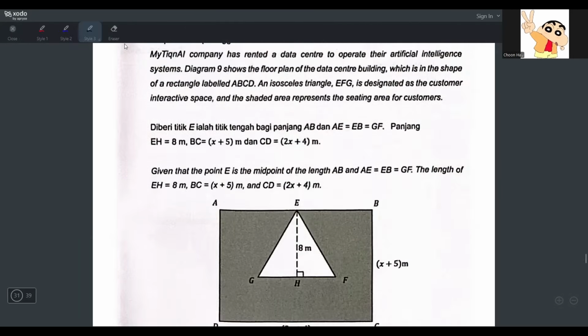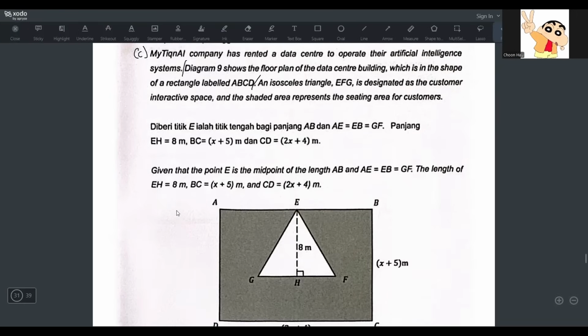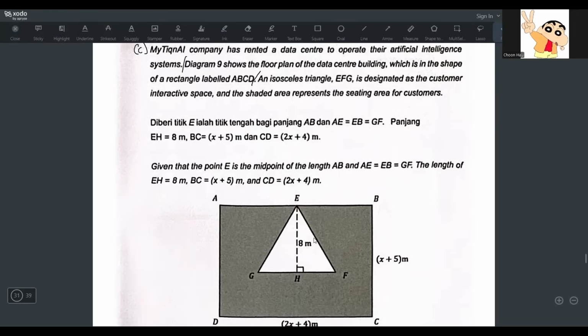Okay, question C. Let's read and see which chapter. My TIC AI company has rented a data center to operate their artificial intelligence systems. Diagram 9 shows the floor plan of the data center building which is in the shape of rectangle ABCD. It means they want to rent a data center, so this is the data center to operate the AI system. So diagram 9 shows the floor plan of the data center building in the shape of rectangle ABCD.